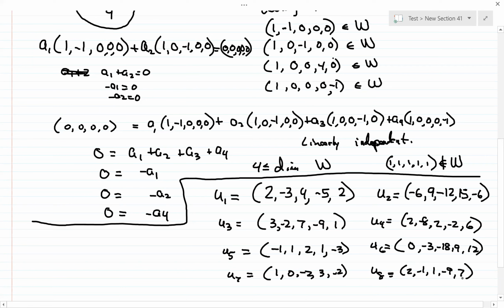U2 looks like everything in here is 3 times something. So I can factor the 3 out. That would leave me -2, 3, -4, 5, and -2. So that's just something I noticed. They all have a common factor of 3.